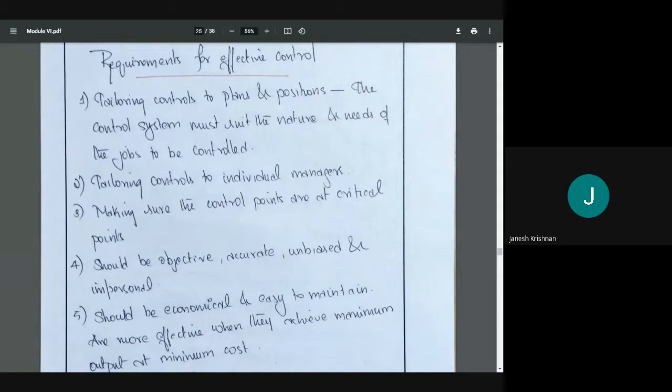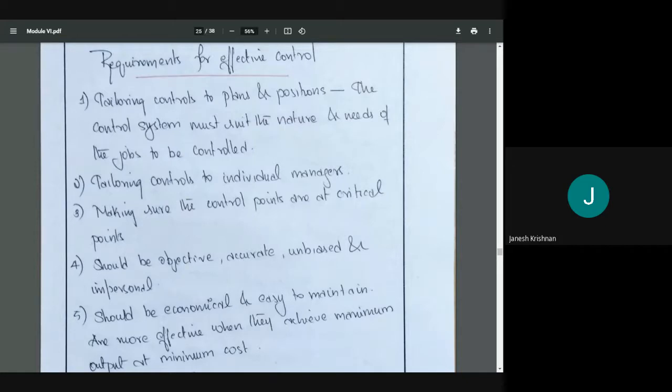The first and basic thing is it should be tailor-made. The control is not universal. It's not a sock that fits everyone. So it should be tailor-made to the plan, to the position, or basically according to the job. What is the nature and need of the job? That should be how the control system is made. So it should be tailor-made for the specific jobs.